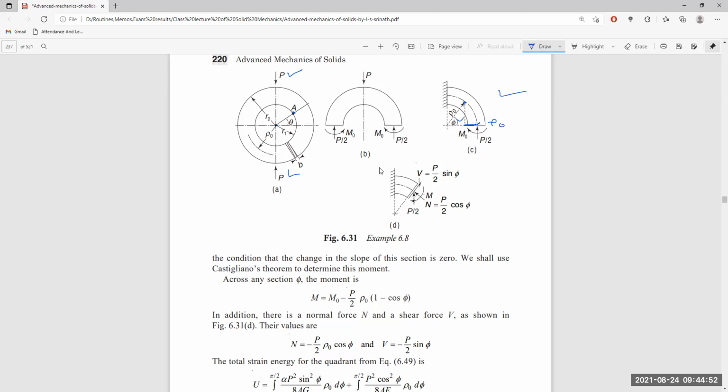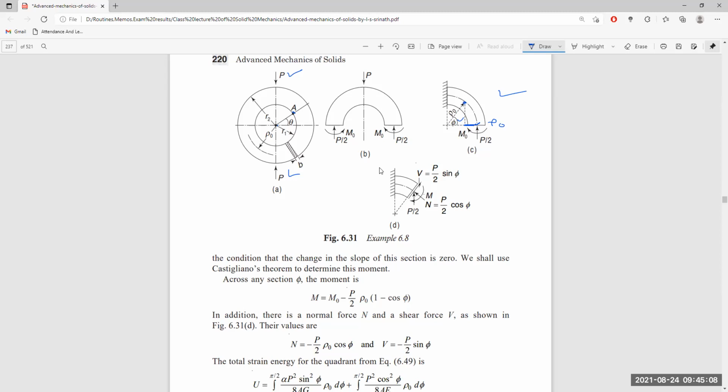So P by 2 into rho 0 into 1 minus cos phi. This is acting in the anti-clockwise direction, whereas M0 is acting in the clockwise direction. So total M will be equal to M0 minus P by 2 rho 0 into 1 minus cos phi.